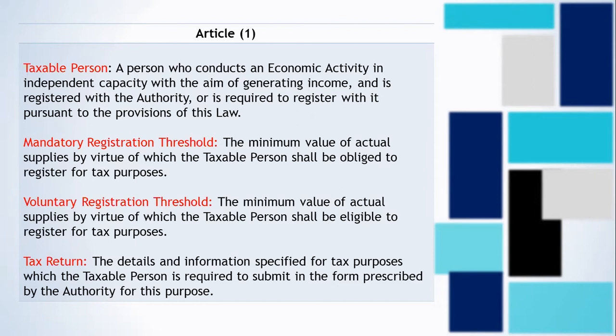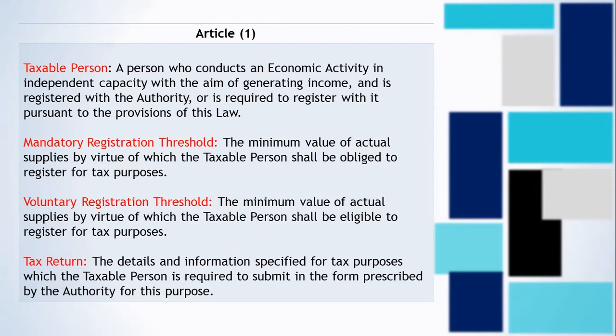Now, third is voluntary registration threshold. This is the minimum value of actual supplies by virtue of which the taxable person shall be eligible to register for tax purposes. So, in voluntary registration, for example, if the threshold is set at 35,000 rupees, right? So this is the mandatory threshold, for example.